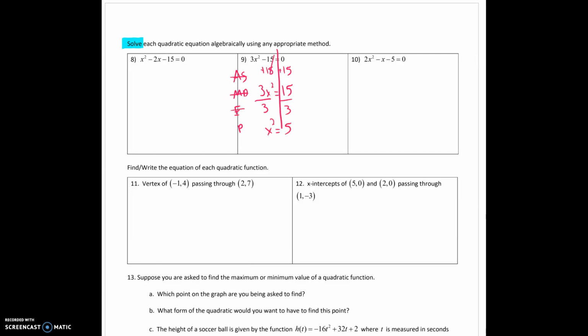And now I'm going to get rid of the exponent. And to get rid of an exponent, a squared, I will square root. So I'm going to square root this side, which cancels out this squared, and you get an x. And then I'm going to square root the 5.